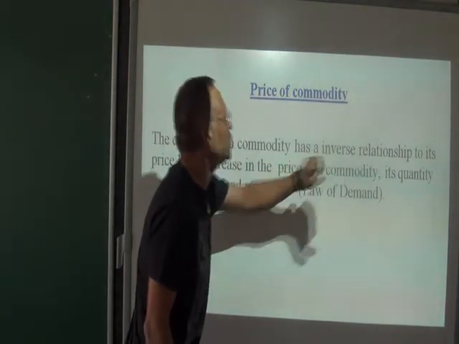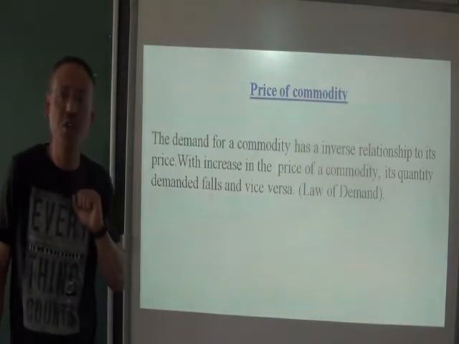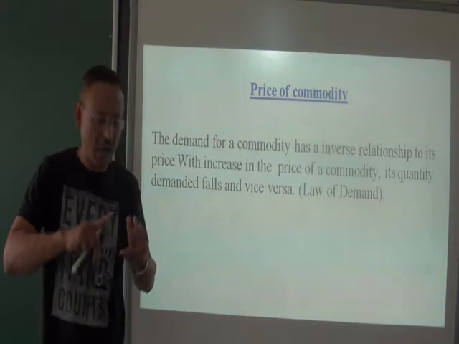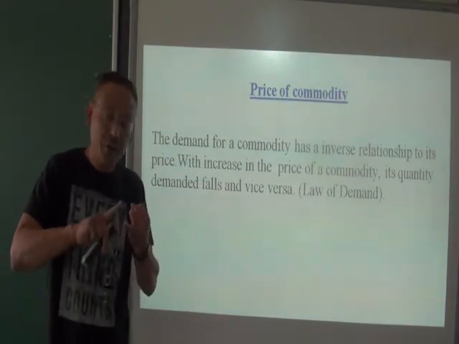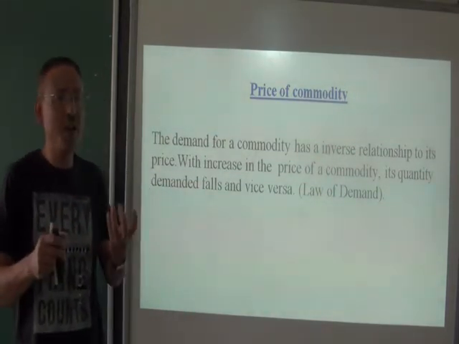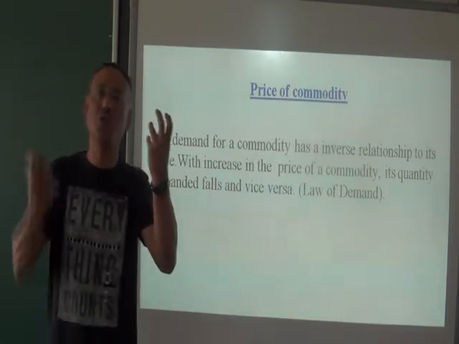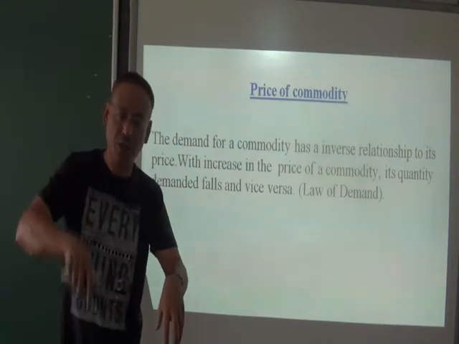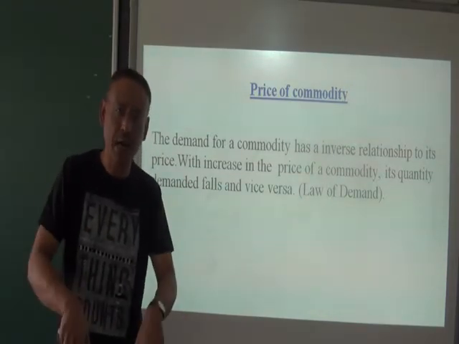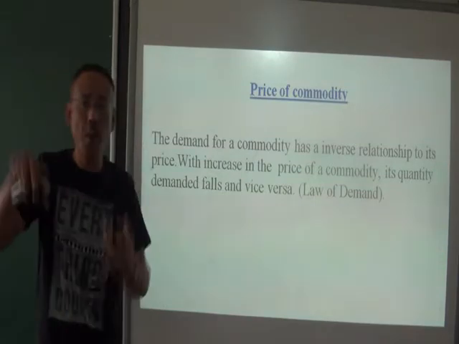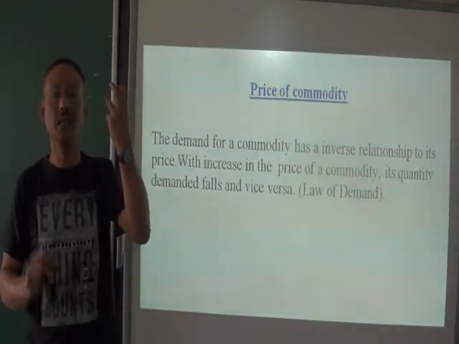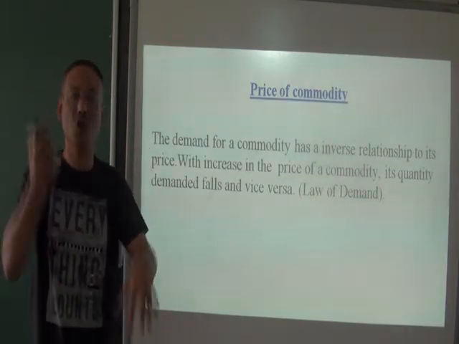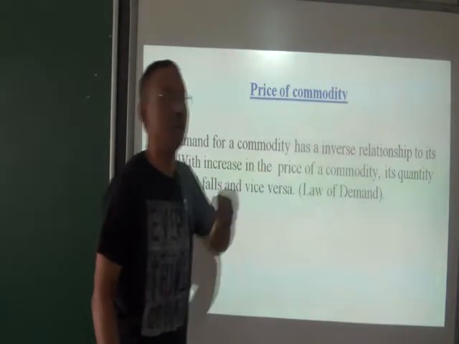To understand inverse relationship, you should understand what is direct relationship and inverse relationship. Direct relationship means when one variable increases, the other variable also increases. Direct. When one variable decreases, the other variable also decreases. Direct. Same direction. Inverse means opposite direction. If the price increases, demand decreases. Opposite direction. If the price falls, demand increases. Opposite direction is inverse relationship.